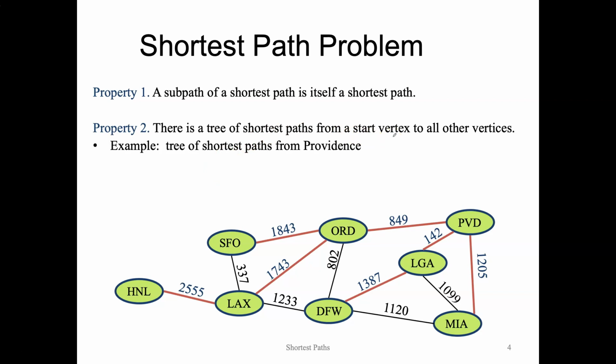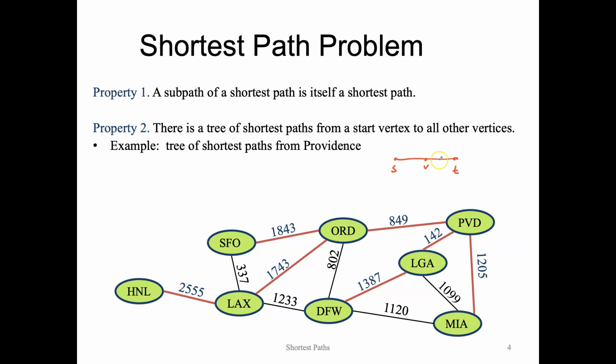Why must such a tree exist? The reason is that if the shortest path from vertex S to vertex T goes through some intermediate vertex V, then that means that this is also a shortest path from S to V as well. So every vertex other than S can be assigned some parent. Namely, this is the second to last vertex in the path.